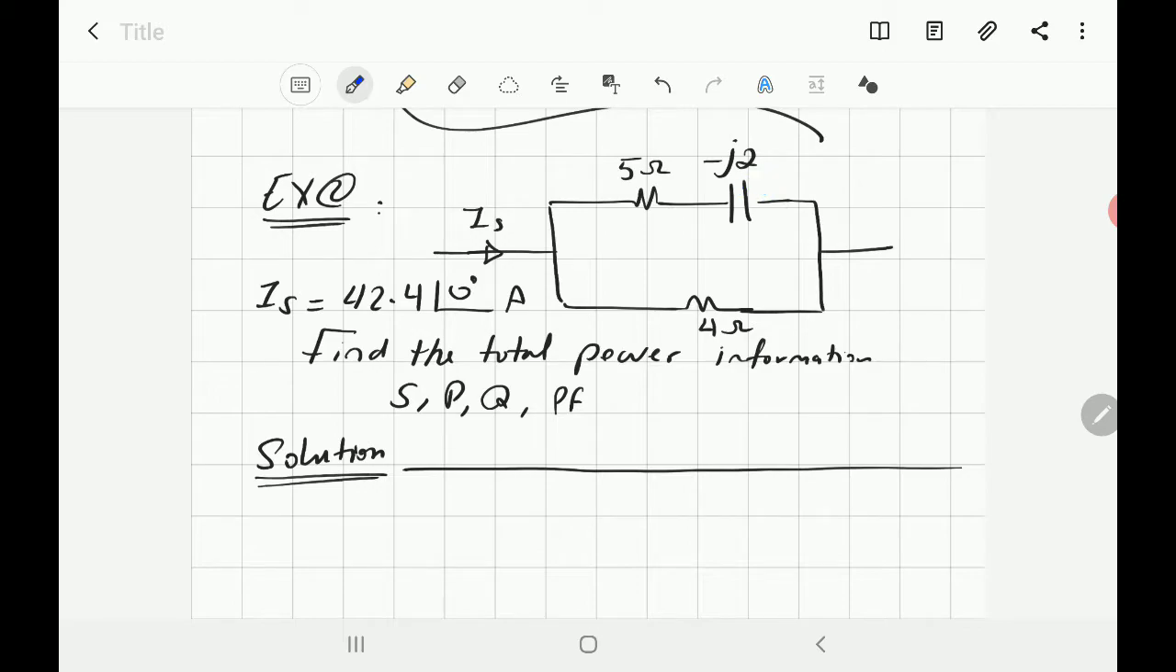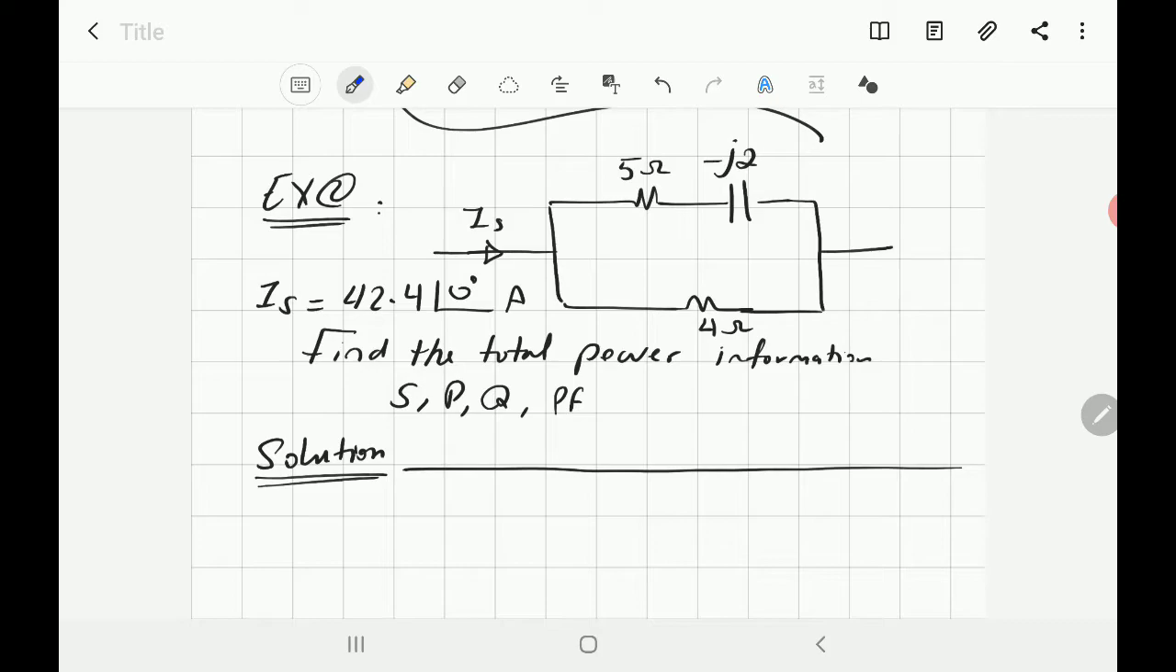If you find the reactive power delivered to this capacitor, you find Q total, the only stored element in the circuit. And then if you draw the power triangle, putting P total and Q total, you can find S total and the power factor. So let's go ahead and see how we can find the power in each.